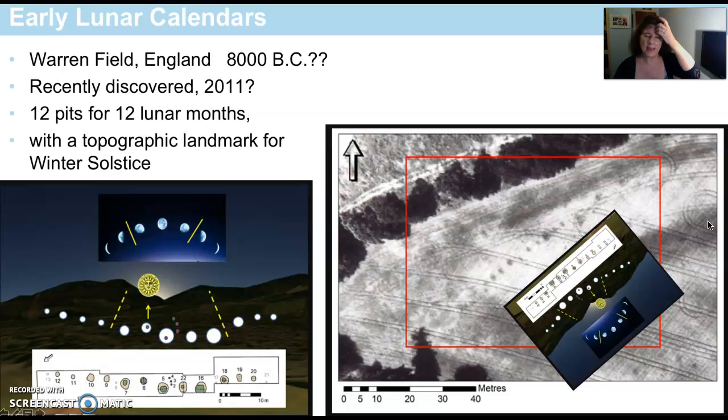They did quite a bit of excavating on that to look for the evidence of these pits lining up right along the lunar months when the moon would ascend. So fascinating stuff. Lunar calendars go way back, and now we're going to talk about lunar phases and eclipses.